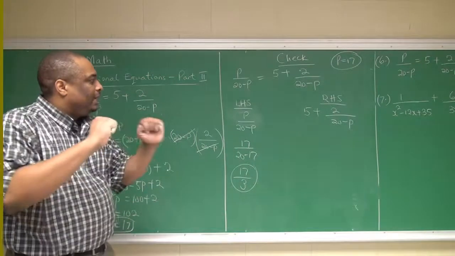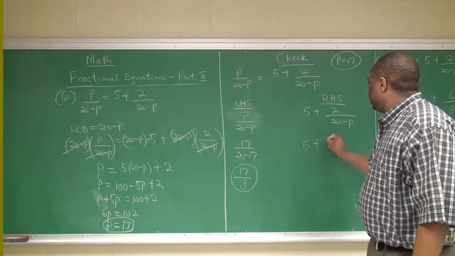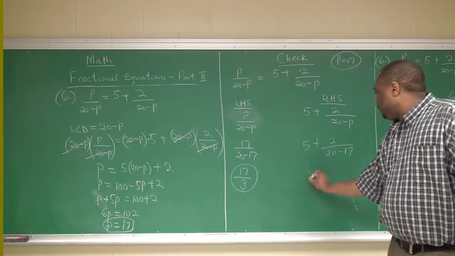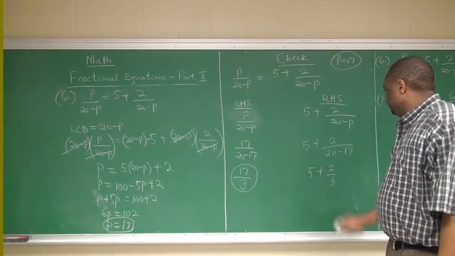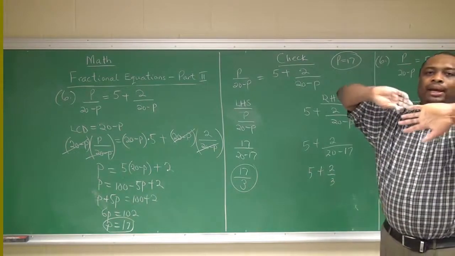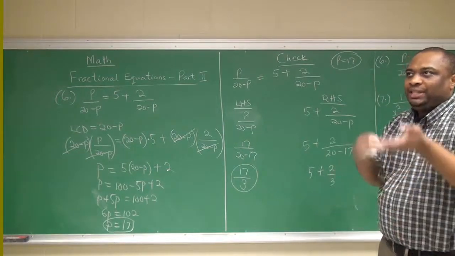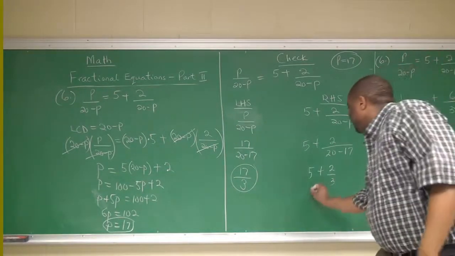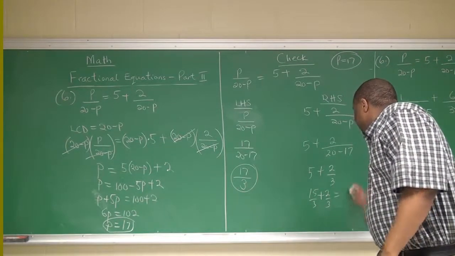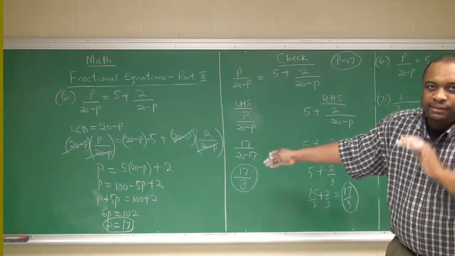On the left. Now let's go ahead and do the right. So this will be 5 plus 2 over 20 minus 17. And that is what? 5 plus 2 over 3. And of course, convert 5 to have a denominator of 3. So what's the equivalent fraction of 5 over 1, if the denominator has to be 3? It's 15 over 3 plus 2 over 3. And we have 17 over 3. 17 over 3 on the left, 17 over 3 on the right.